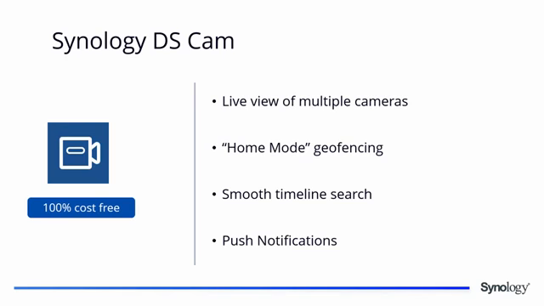Since the new update, you will also be able to have a smooth timeline search, and you will be able to easily see events that took place, scroll through them using the timeline by quickly zooming in or zooming out. You can also fast forward quickly with the double tap of a button.